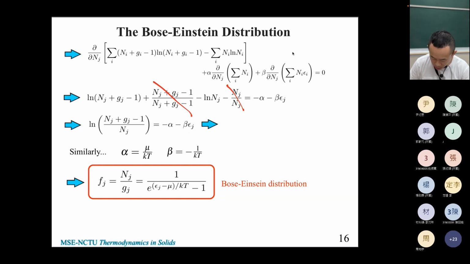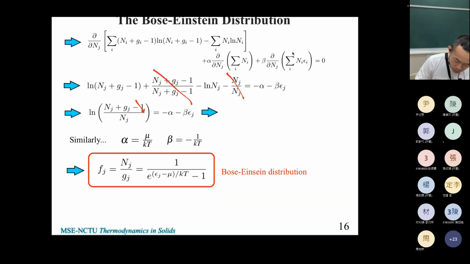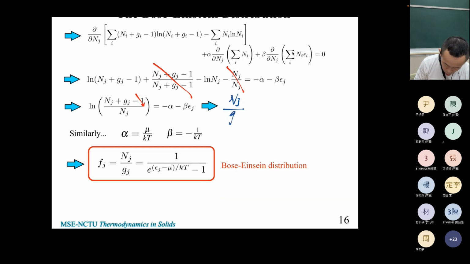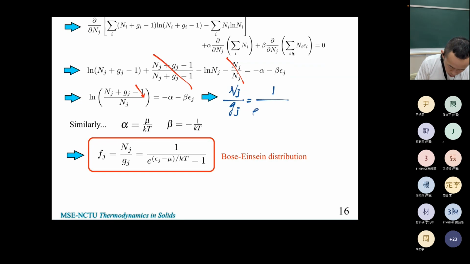Okay, one thing really interesting here is that you notice NJ is a big number, right? GJ is an even bigger number. How about 1? So small compared to NJ plus GJ, so it can be neglected. Okay, so this is the only difference. So NJ over GJ equals 1 over exponential of minus alpha minus beta epsilon J, minus 1.